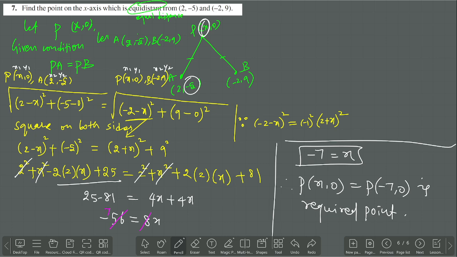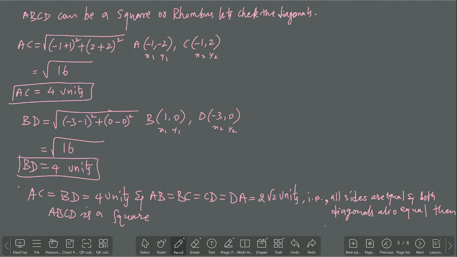Do you understand the concept? Is it okay? It's very important. It's a very important sum. Okay, start to copy this.